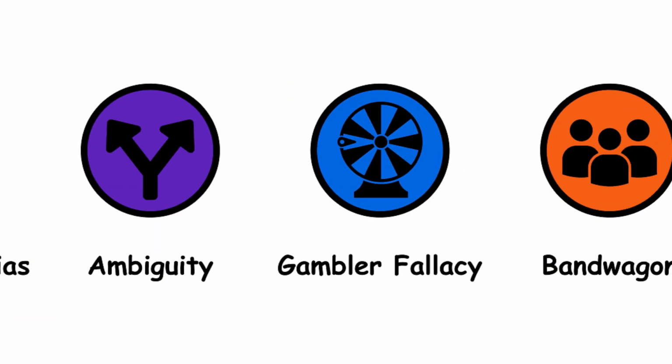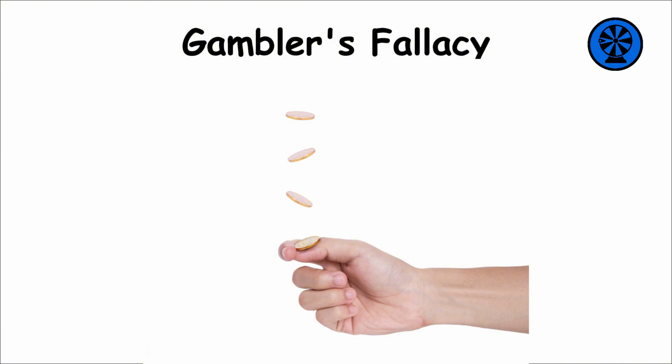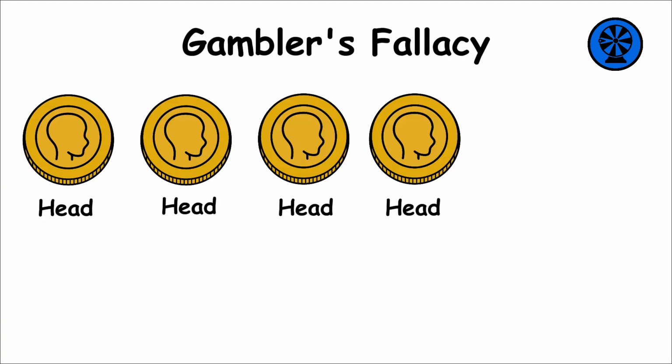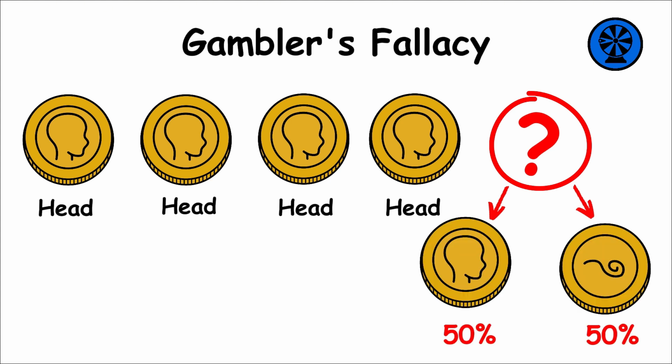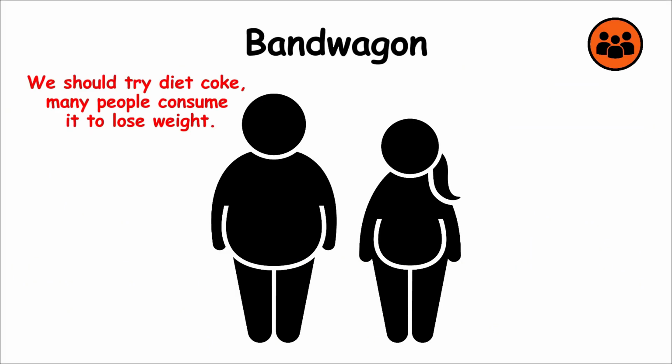The gambler's fallacy. This is when someone believes that future probabilities are affected by past events. It's like thinking that if a coin has landed on heads several times in a row, it's due to land on tails next. But in reality, each coin flip is independent, and the chances are always 50-50 no matter what happened before. The bandwagon. It means believing something is true or good just because a lot of people believe it or do it. Just because soda is popular and widely consumed doesn't mean it's the healthiest option.